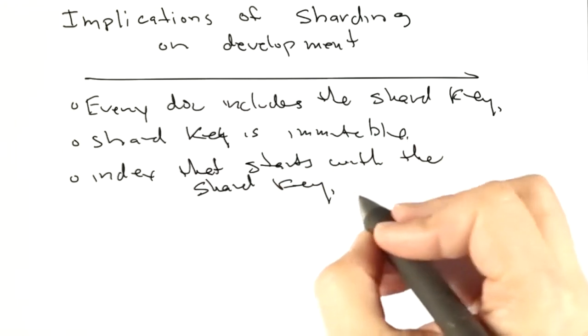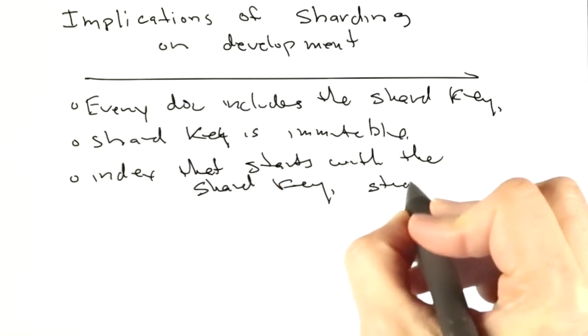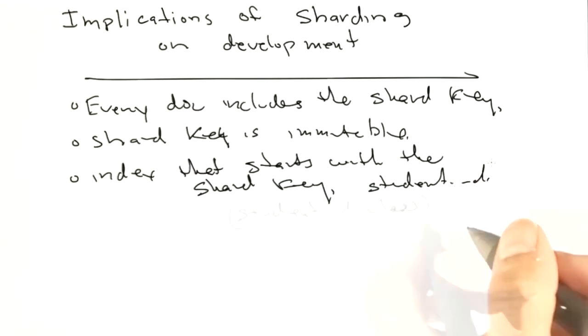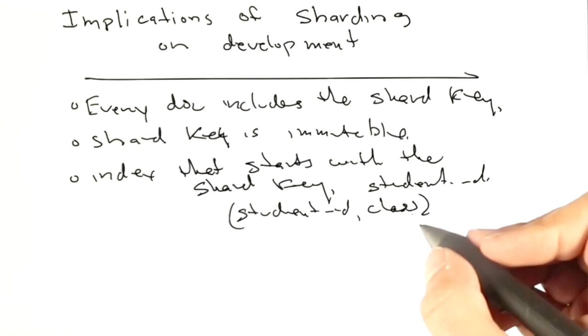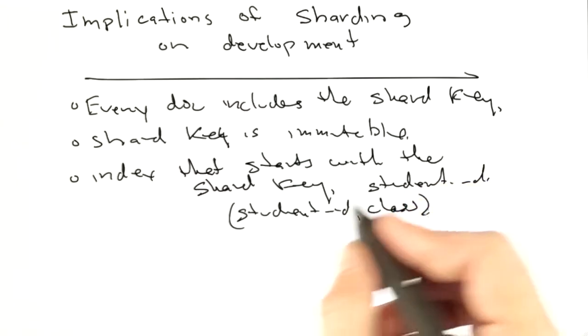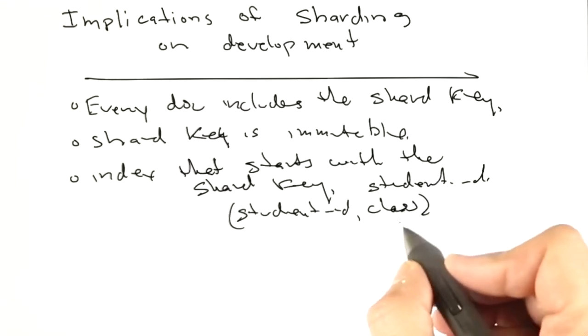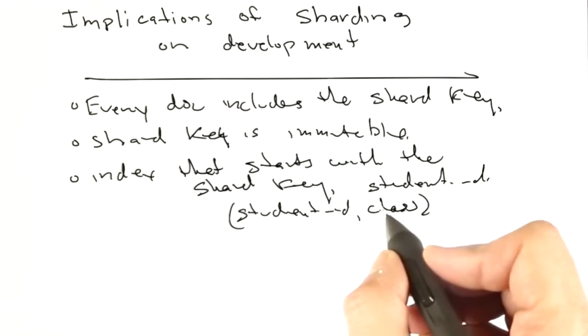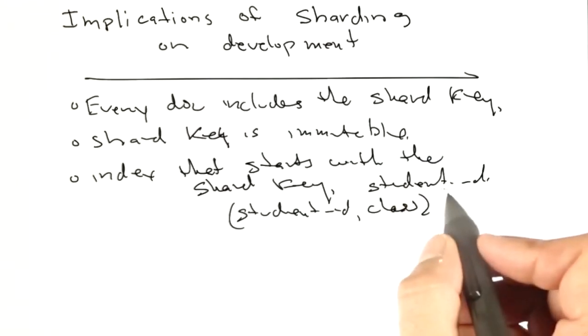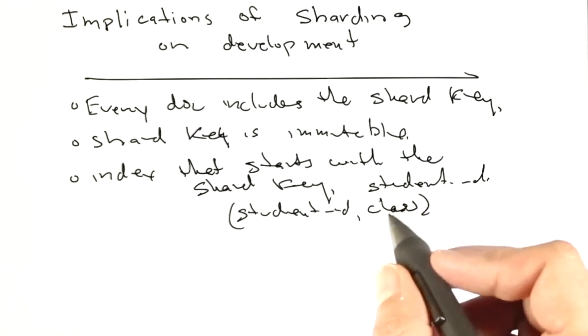So what this means is that if the shard key is, let's say, student ID, then there needs to be an index. The index could be student ID comma class, and that would be fine. That would satisfy the criteria that there needs to be an index on the shard key. The index that satisfies this requirement can't be a multi-key index. So if it's a multi-key index, then you need to have a separate index on the shard key, or that starts with the shard key, in order to satisfy that requirement.